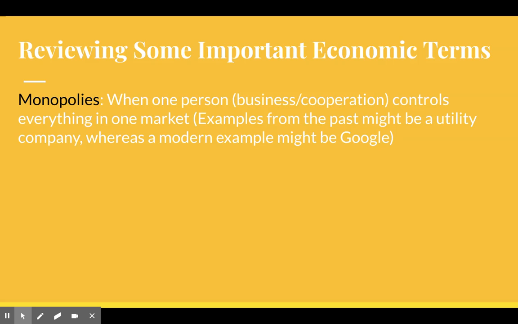Examples from the past might be like a utility company. If there's only one company in town that runs phone lines, and if you want a phone, you've got to go through that phone company, then you don't have a choice. They charge whatever they want. Or if there's only one company in town that runs gas lines to people's houses, or only one company controls the water in an area. So sometimes the government has to step in and create competition, or these companies become too powerful. In the past, people like John D. Rockefeller, or Andrew Carnegie, some of these guys, or J.P.